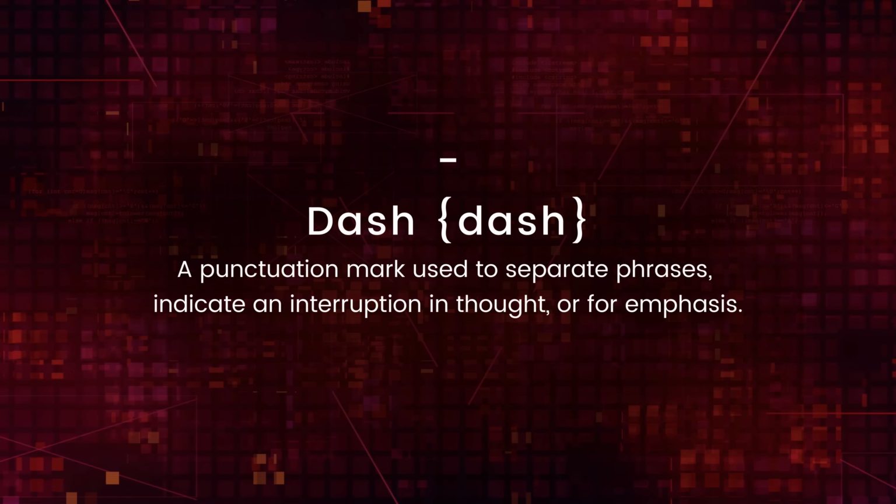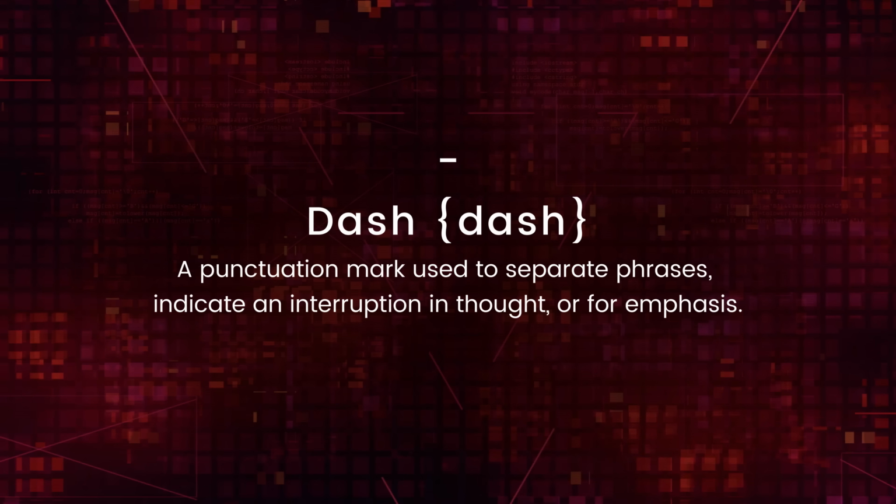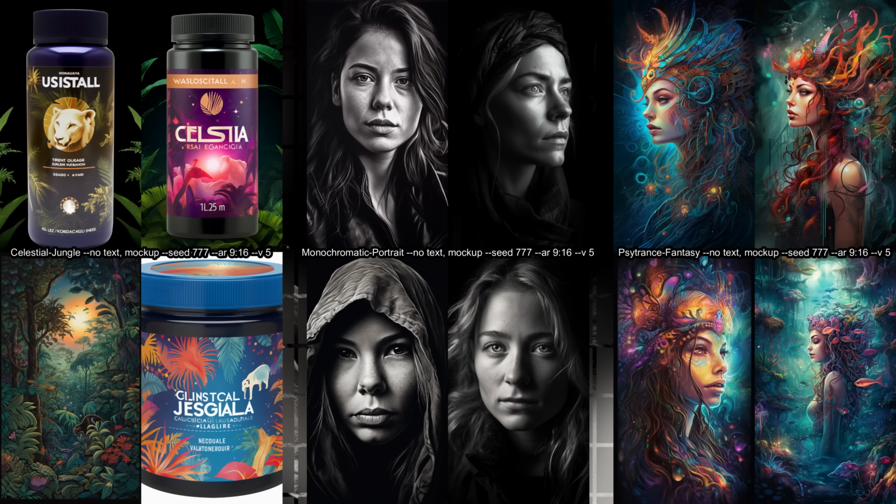Dash. A punctuation mark used to separate phrases, indicate an interruption in thought, or for emphasis. I like the bottom right psytrance fantasy image. The fish swimming around is a nice touch. Jungle images are all bad. Again, so similar and yet there are differences.